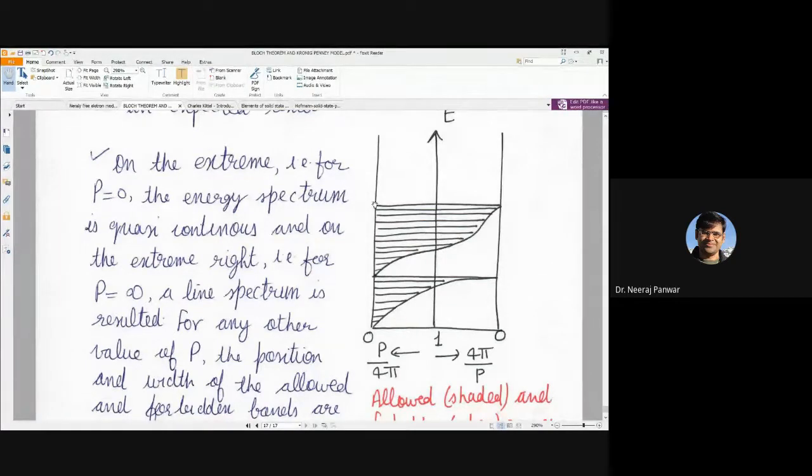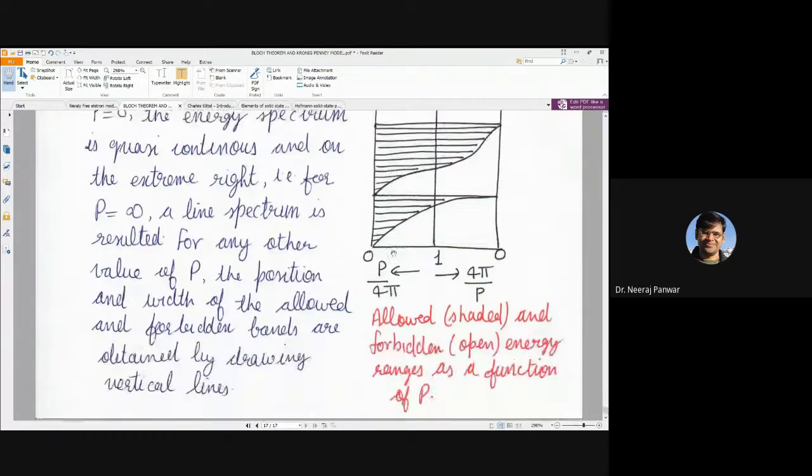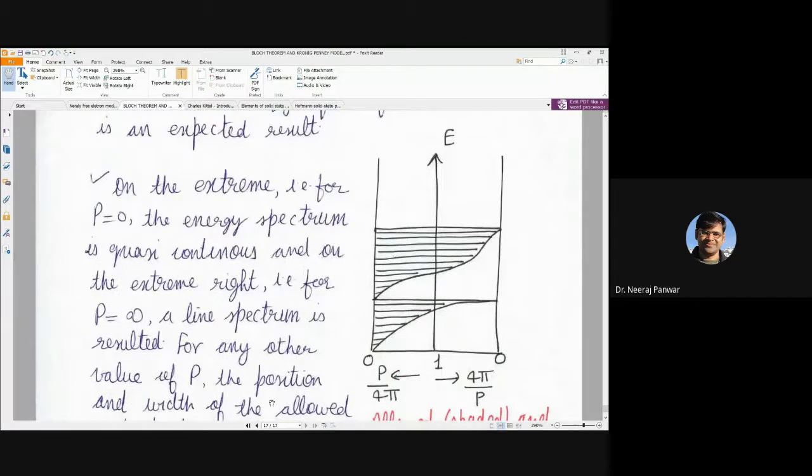Here the energy is continuous, there is no break. Here we have bands which are separated by forbidden gaps, and here we have only the levels, one level, two levels, like this. So this is all about the Kronig Penney model.